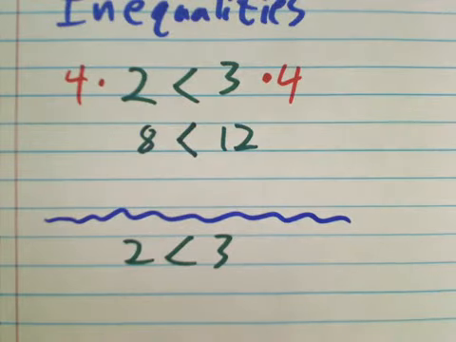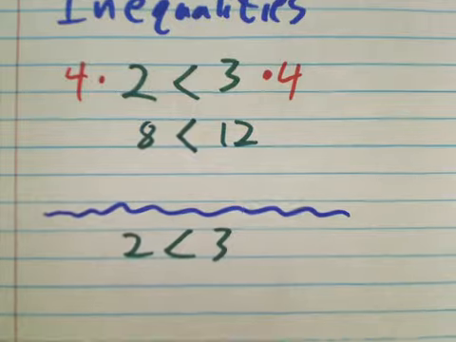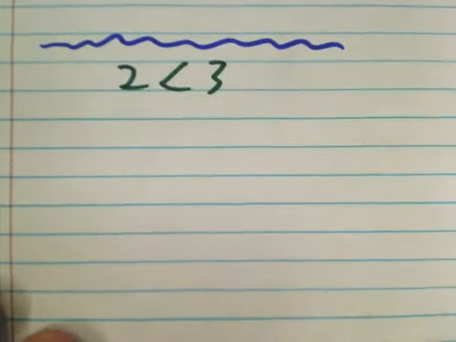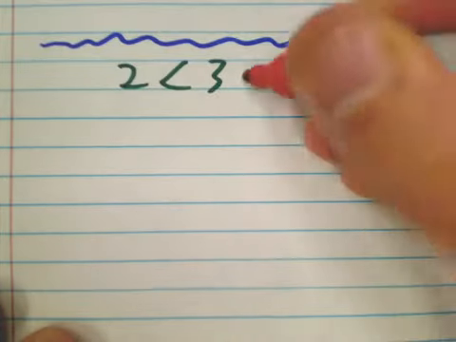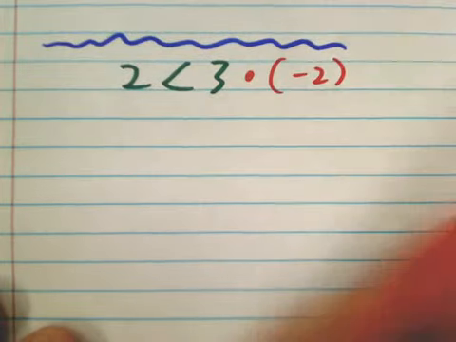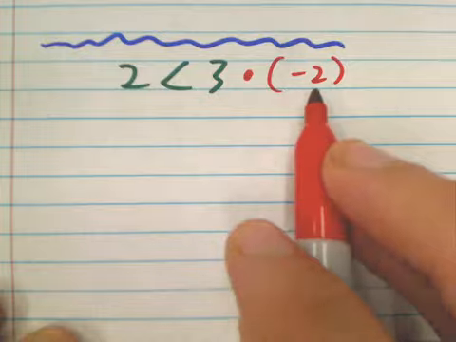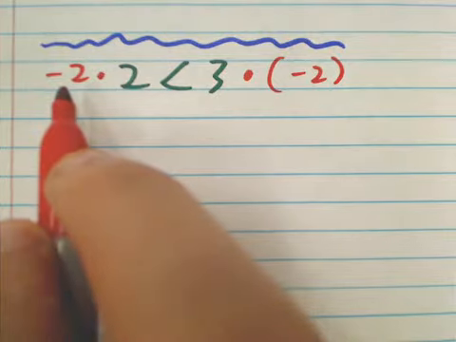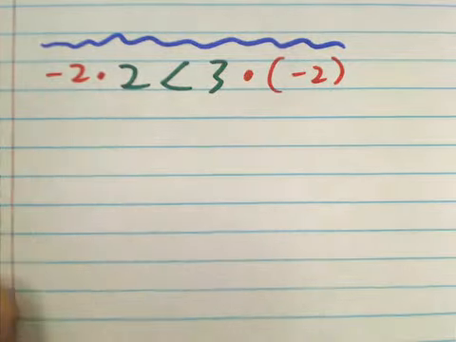Okay, let's do another one here, but instead I'm going to multiply by a negative number. Let's say I'm going to multiply by negative 2. So let me scooch this up for the sake of the people in the back. Let's multiply this by negative 2. And of course, when I multiply by a negative like that, I put it in parentheses so it doesn't look like a subtraction problem. Over here, I don't need the parentheses because it's not going to look like a subtraction problem, because the negative is out front.